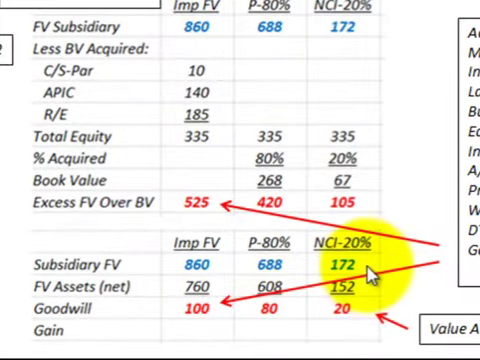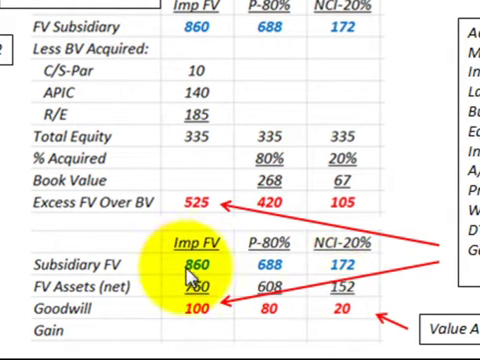Okay, next let's look at how we divide up the goodwill in this acquisition. So looking at our value analysis schedule, we'd have the subsidiary's fair value, the implied fair value of $860,000, plus the parent's portion of $688,000, and then the non-controlling interest of $172,000. Now, taking the fair value of the net assets, we have to apportion that between the total fair value of $760,000, and then the parent's portion would be $608,000, or 80% of that, and then the non-controlling interest would be 20%, or $152,000.